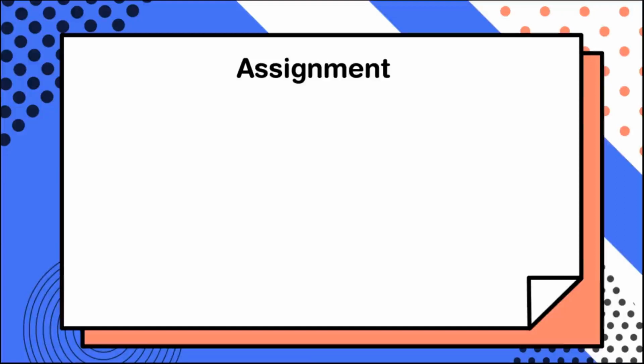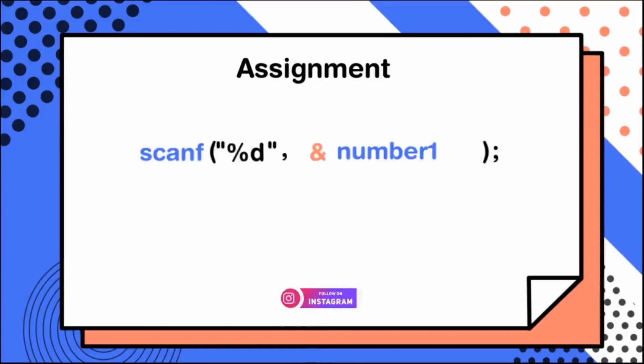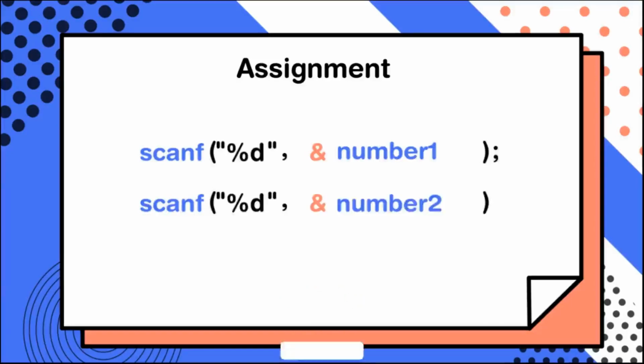To write that in our code, we will write scanf with brackets and double quotes, %d with a comma and ampersand number1. Similarly, for the second variable, we could write scanf with brackets and double quotes and %d, next with a comma and ampersand number2, and don't forget the semicolon.